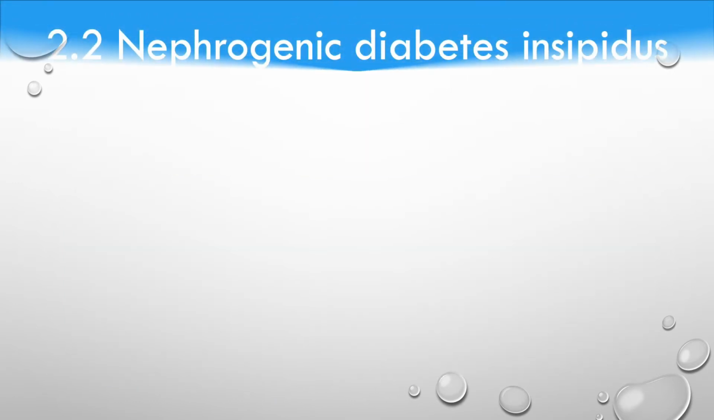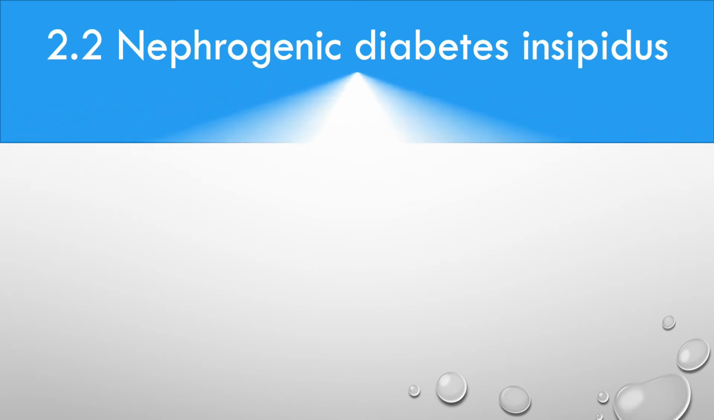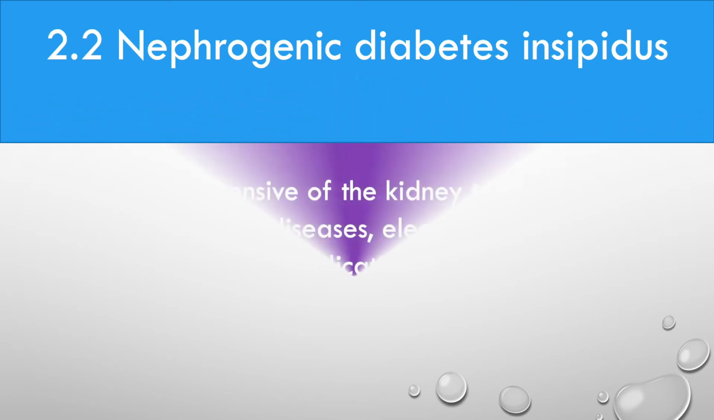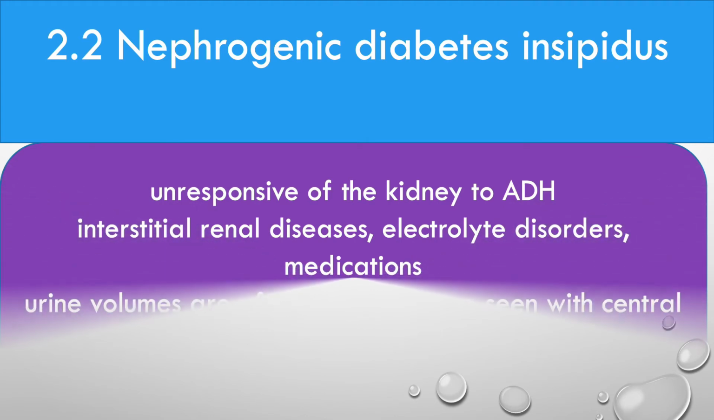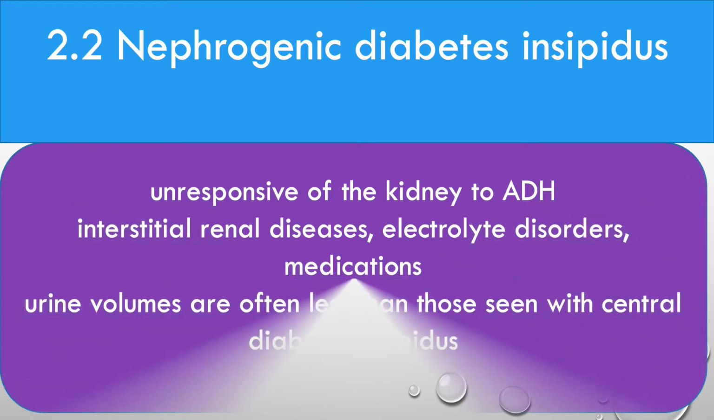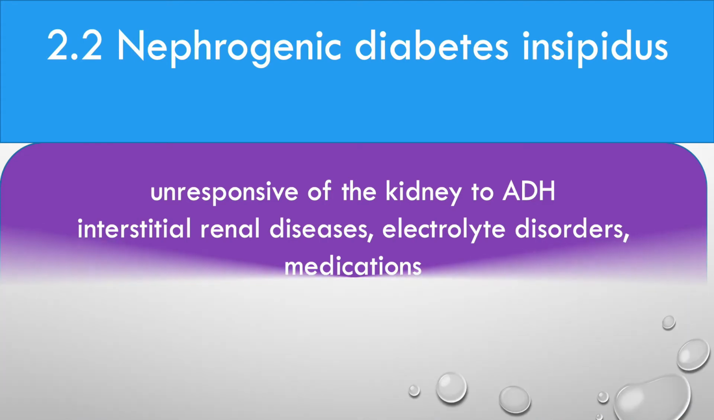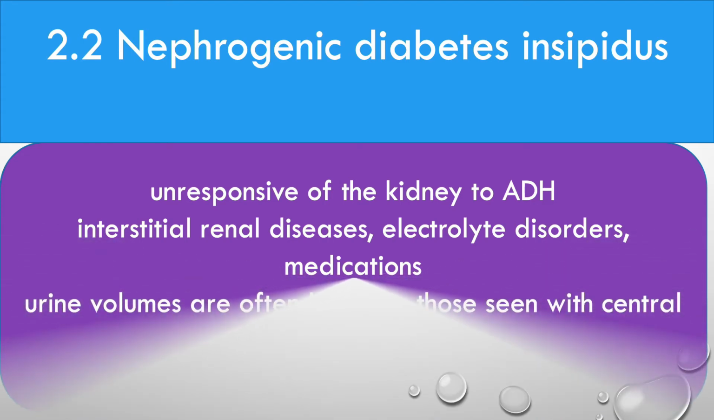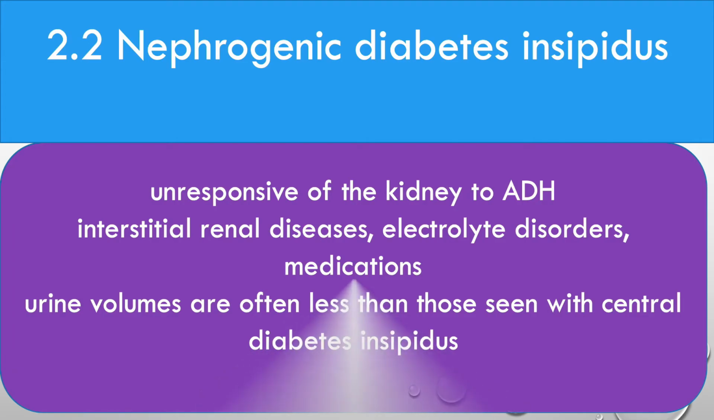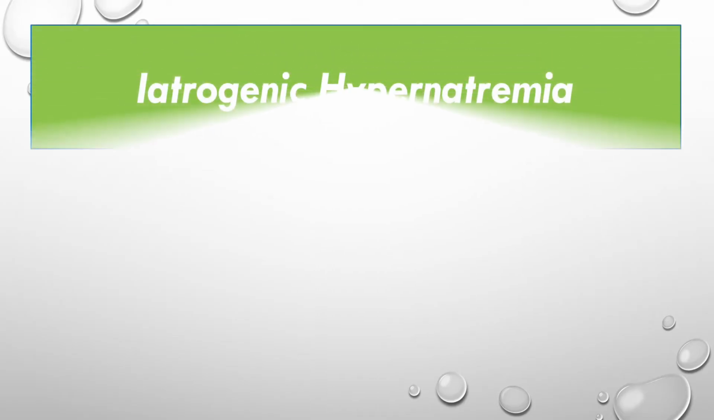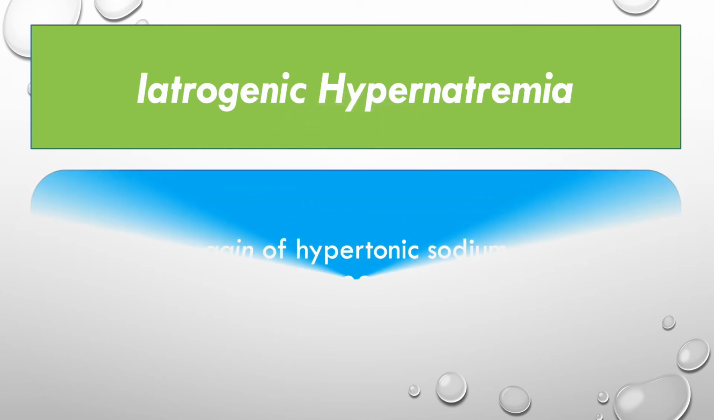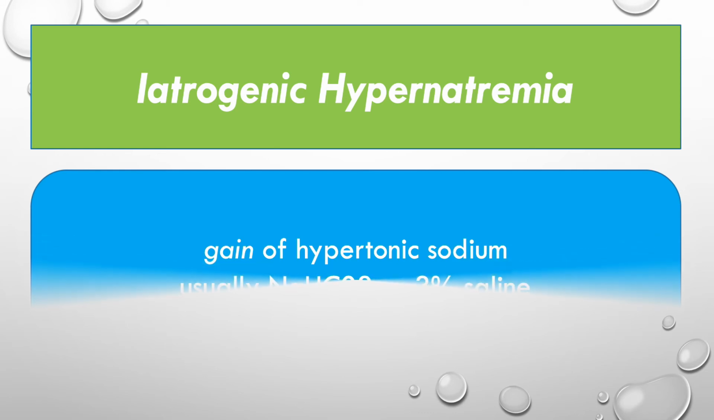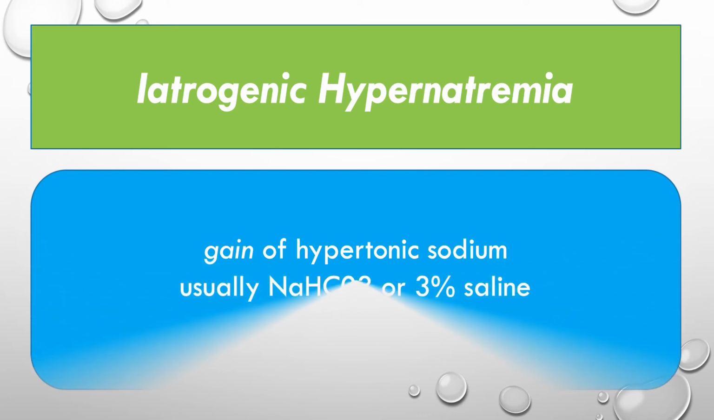Nephrogenic diabetes insipidus implies unresponsiveness of the kidney to ADH. It occurs in a number of interstitial renal diseases, electrolyte disorders, and in response to certain medications. The urine volumes are often less than those seen with central diabetes insipidus. Iatrogenic hypernatremia differs from the other categories of hypernatremia in that it is caused by gain of hypertonic sodium. This usually occurs in the critical care unit or emergency room.